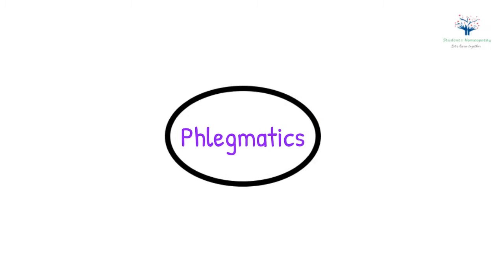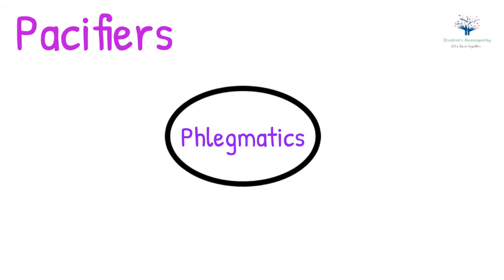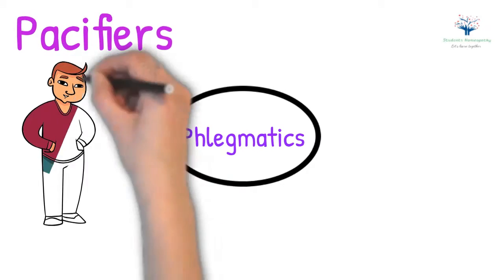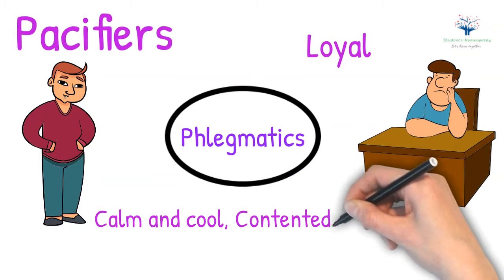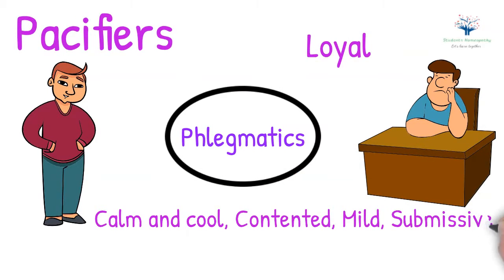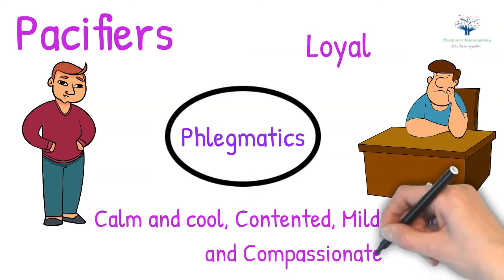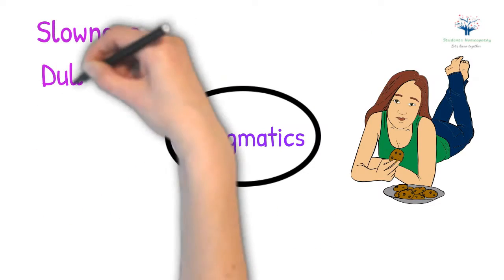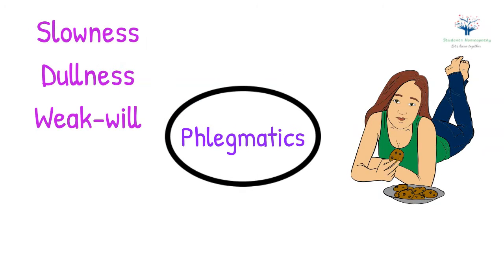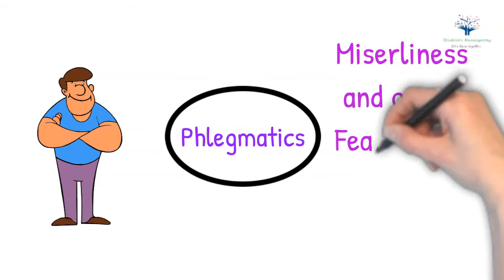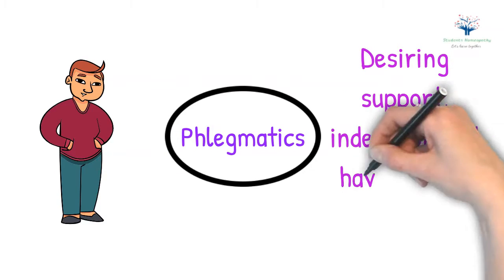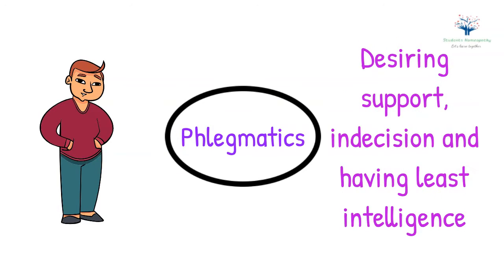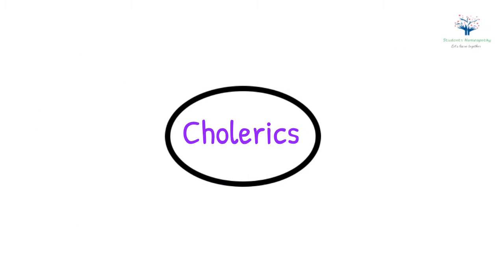So coming to the phlegmatics. The single word for the phlegmatics is pacifiers. They are very loyal people who are very calm and cool, content, mild, submissive, and compassionate. They are also characterized by slowness, dullness, weak will, miserliness and greed, fearfulness, desiring support, indecision, and having less intelligence.